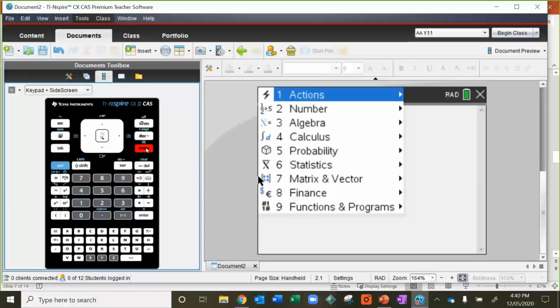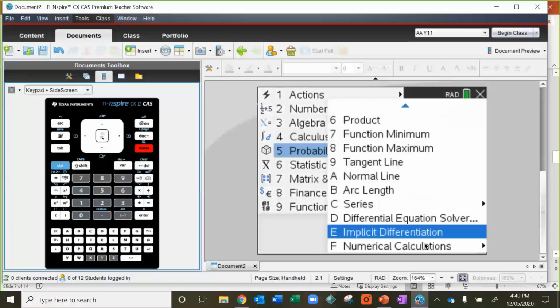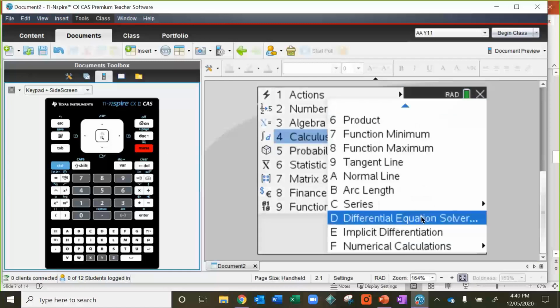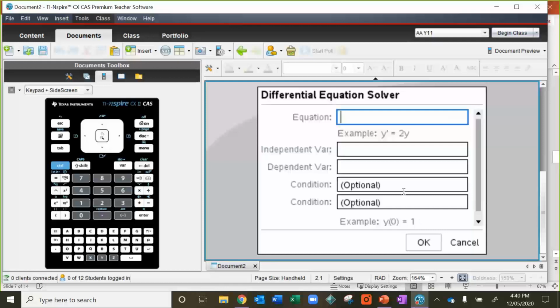So where do we find solving differential equations? We go Menu, Calculus, and if we scroll down, D is differential equation solver. If you have CX2, you will see this screen, which tells you where to put things and how we actually enter a differential equation. I'll do this question using this screen, but for the other questions I'll just type deSolve and use the syntax, because most of you probably have CX CAS, not CX2.